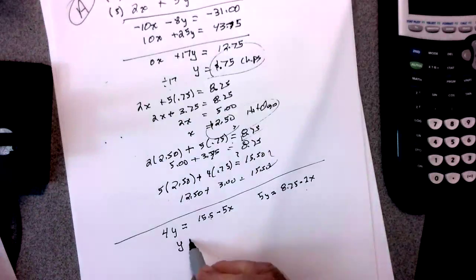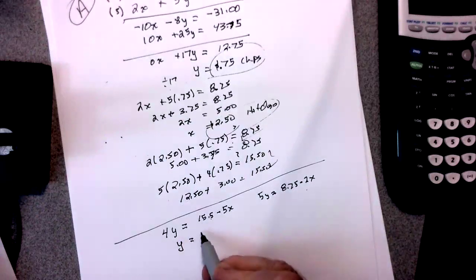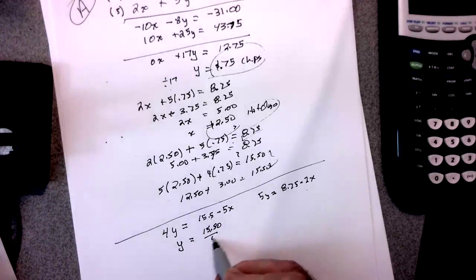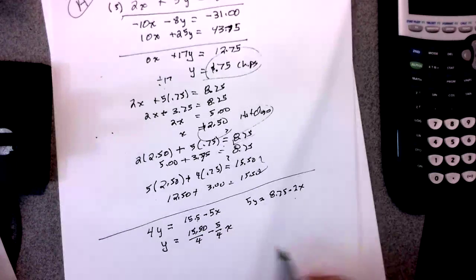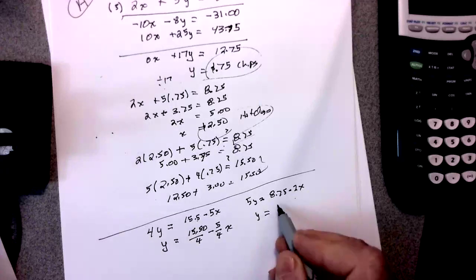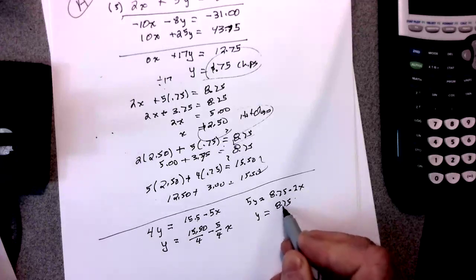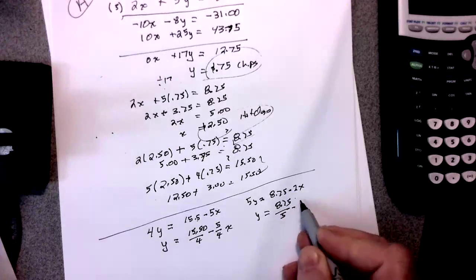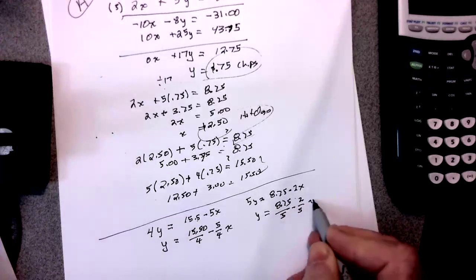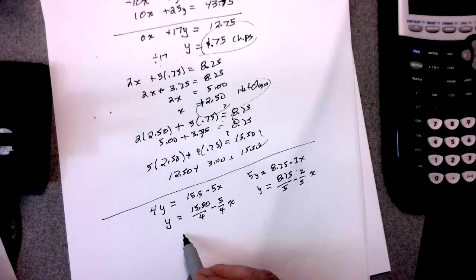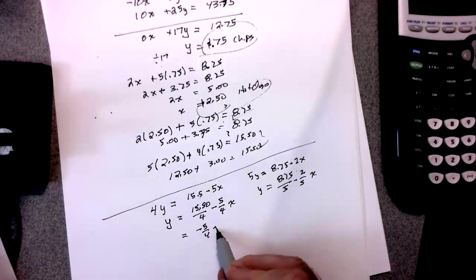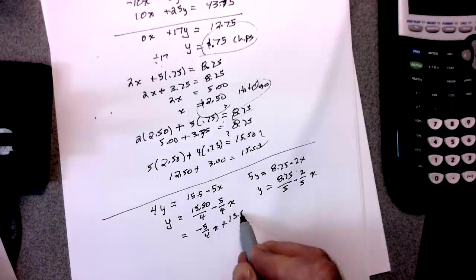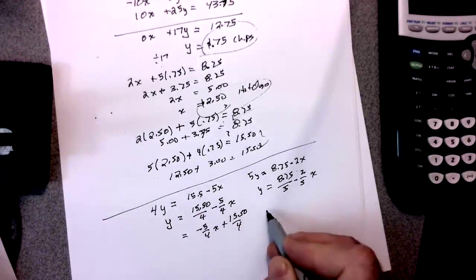Now you say, what are you going to do now? I'm now going to solve these for y. This is now going to be y equal to 15.50 divided by 4 minus 5 divided by 4 x. This one's going to be y is equal to 8.75 divided by 5 minus 2 divided by 5 x. Just rewrite these a little bit. I'm not going to do any of the division. I'm just going to leave them the way they are.